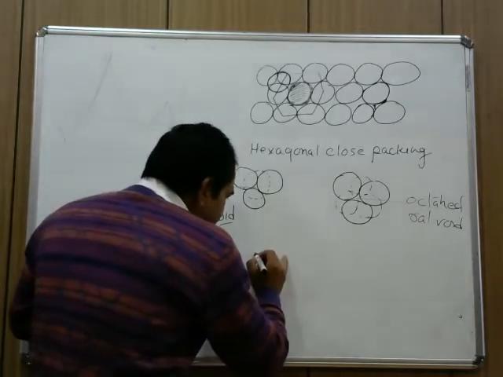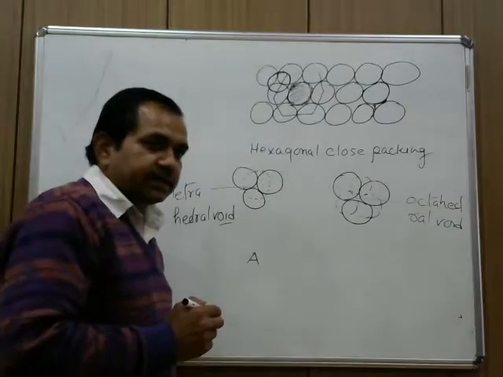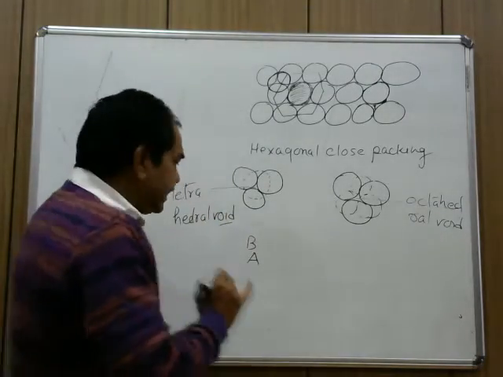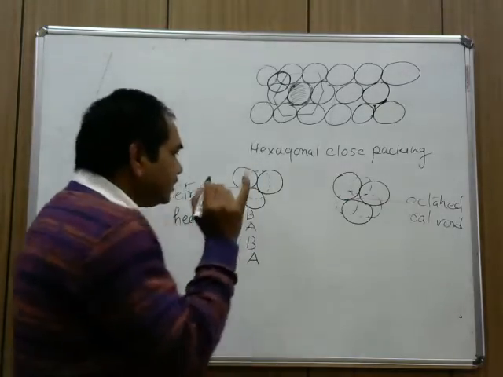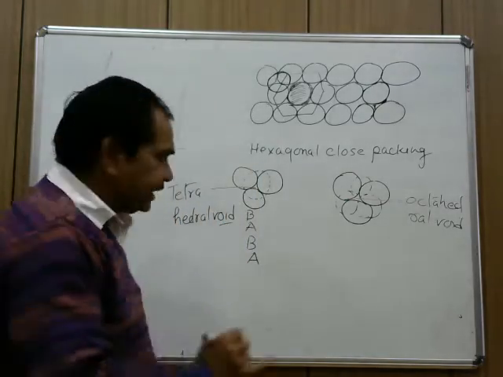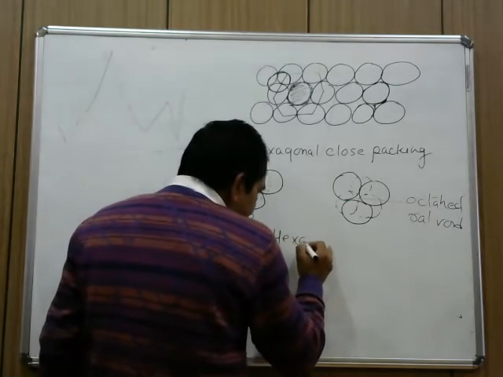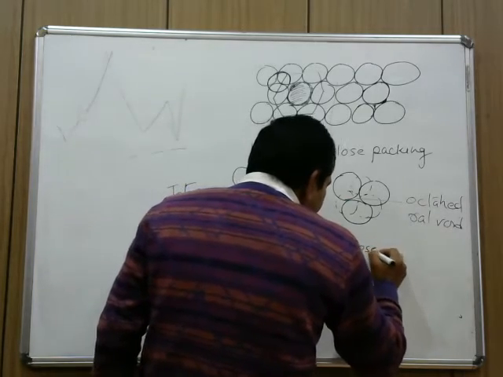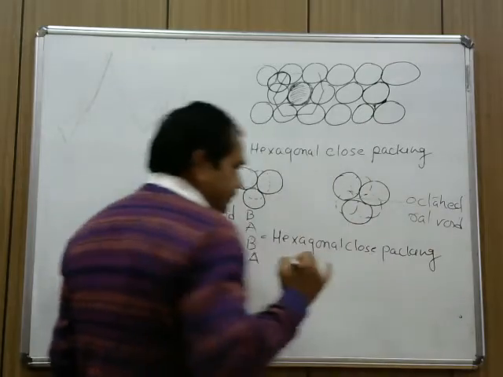So if the first row is called A, then the second row is B, and the third row is again A, and the fourth row is again B. And this type of arrangement is called hexagonal close packing.